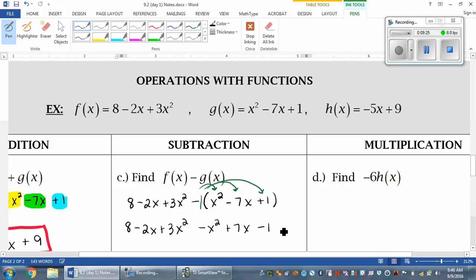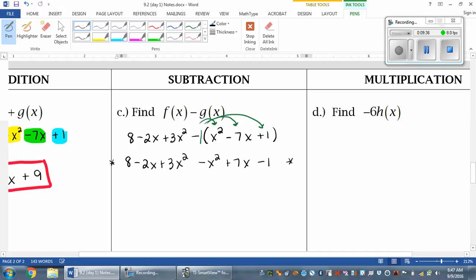Now, you can demonstrate this step. Just make sure you're making all of this second function, in this case g of x, the opposite sign. All right, from here, let's combine like terms. I have 3x squared minus x squared. I have negative 2x plus 7x. I have 8 minus 1.